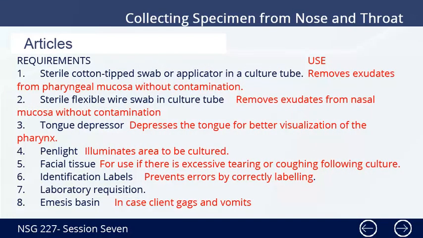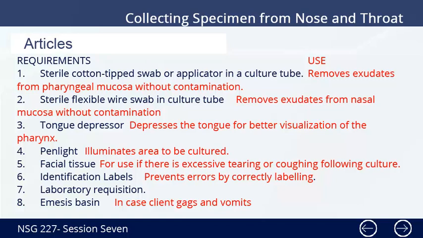Articles. Articles needed, requirements and use. 1. Sterile cotton tipped swab or applicator in a culture tube. Removes exudates from pharyngeal mucosa without contamination. 2. Sterile flexible wire swab in culture tube. Removes exudates from nasal mucosa without contamination. 3. Tongue depressor. Depresses the tongue for better visualization of the pharynx.